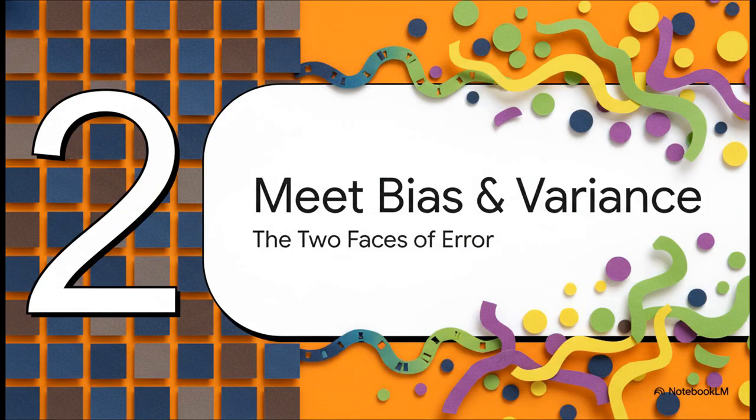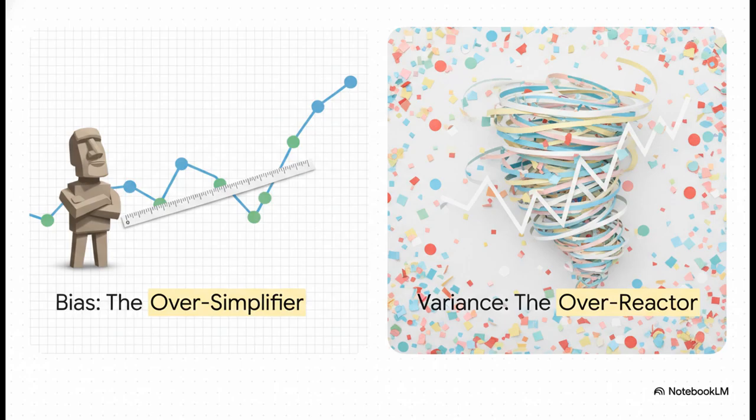So let's meet the two faces of error. This brings us right to those two opposing forces that really every data scientist and machine learning engineer has to deal with constantly: bias and variance. So you've got bias, the oversimplifier, and variance, the overreactor. The best way to think about them is like two kind of extreme personalities. On one side, you've got bias. This happens when a model just makes way too simple assumptions about the data. But on the other side, you've got variance. This is from a model that's just way too sensitive. It basically overreacts to everything in the training data.